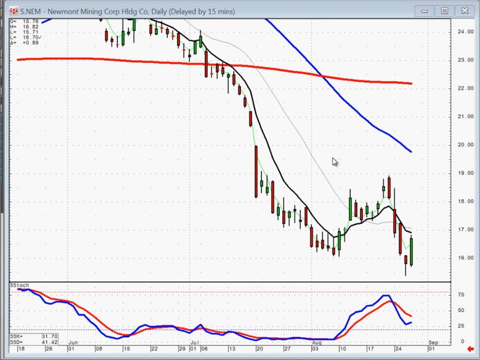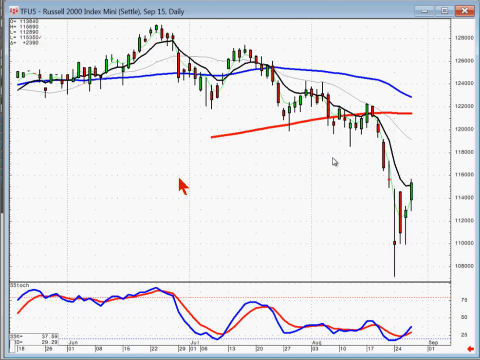How about the stock index future? I don't know whether I can get it on here. Future.tf. That's the Russell Mini. Sorry, Dennis.